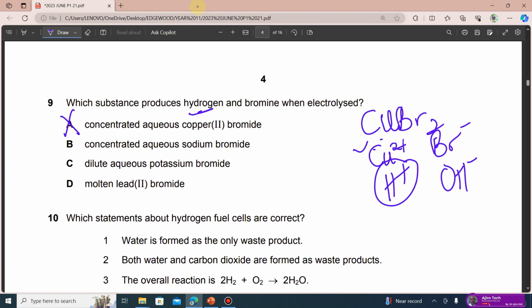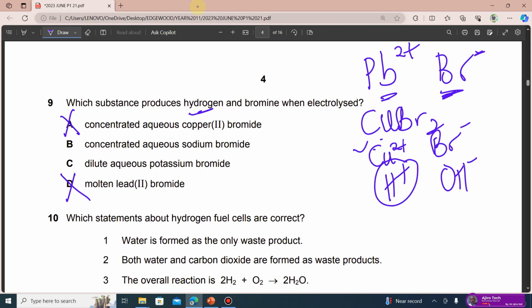Okay, so let's go to option D. Now, option D, molten lead(II) bromide. Molten lead(II) bromide doesn't have any trace of hydrogen, because it means that lead(II) bromide was heated. When you heat lead(II) bromide, what we expect is Pb2+ and the bromide ion. We can't find anything like hydrogen as ions in this case, and that's what makes this option off, because it doesn't contain anything hydrogen. It's not an aqueous solution.